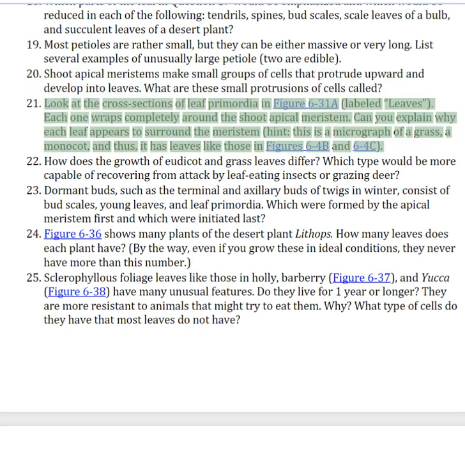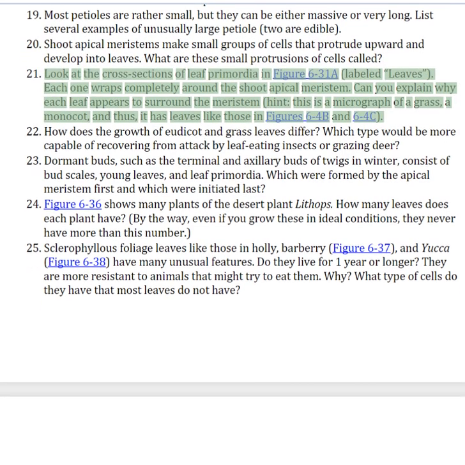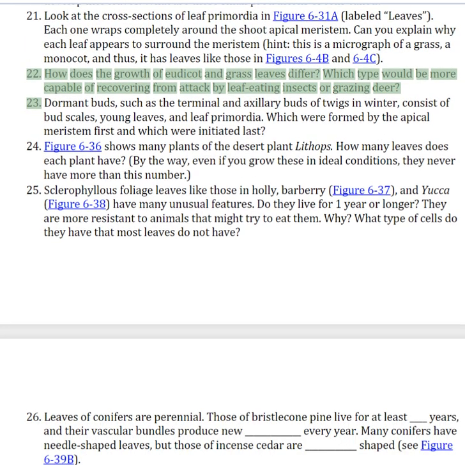21. Look at the cross-sections of leaf primordia in figure 6-31a. Each one wraps completely around the shoot apical meristem. Can you explain why each leaf appears to surround the meristem? 22. How does the growth of eudicot and grass leaves differ? Which type would be more capable of recovering from attack by leaf-eating insects or grazing deer?